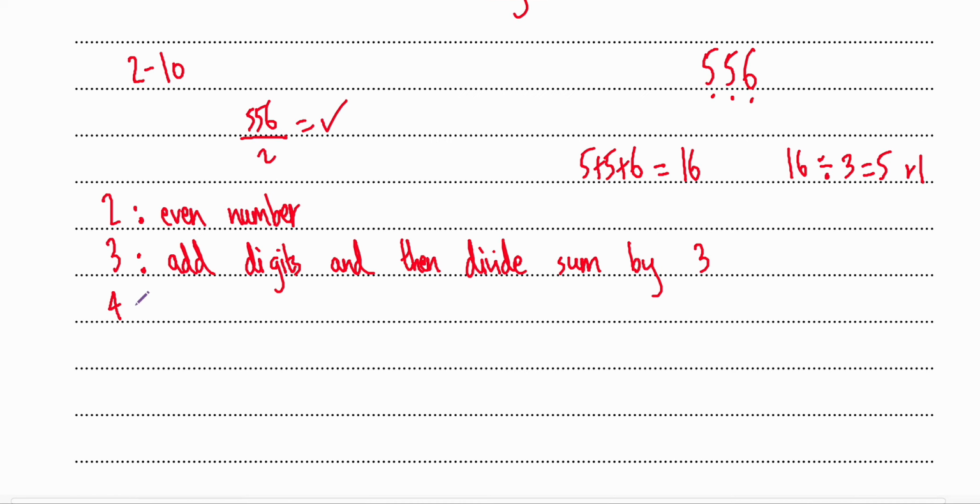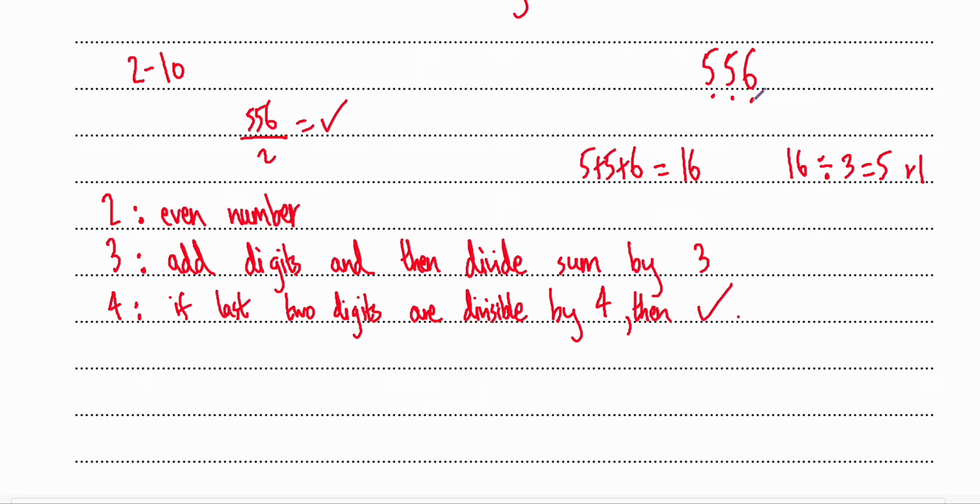Now, how do you check for 4? For 4, what you do is you check the last 2 digits. So you check 5 and 6, so that's 56. If the last 2 digits are divisible by 4, and of course when I say divisible, that means no remainders, then the whole number is going to be divisible by 4.